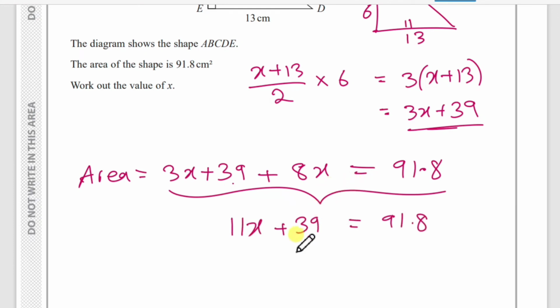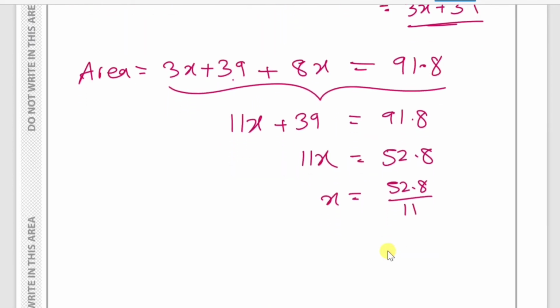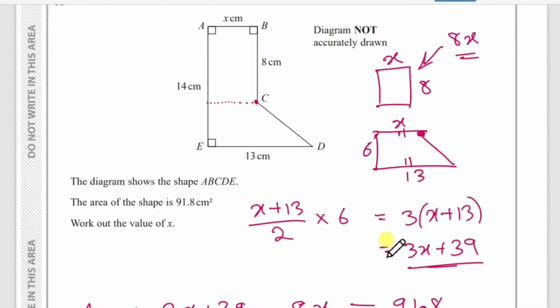Now let's subtract 39 across. We want to make x the subject. So 91.8 minus 39 is going to give us 52.8. Then we're left with 11x. To get x on its own, just divide by 11. So your final answer is x equals 52.8 over 11. Put it in your calculator and you should get 4.8. And that's your answer for x. x is 4.8. Cool.